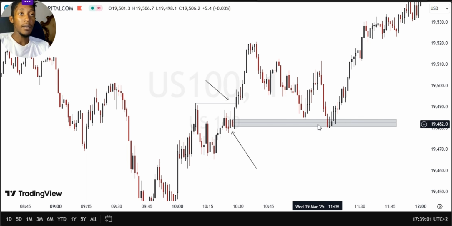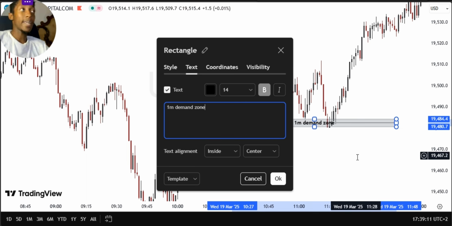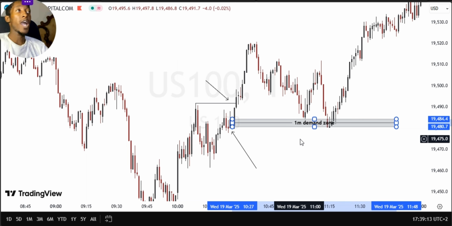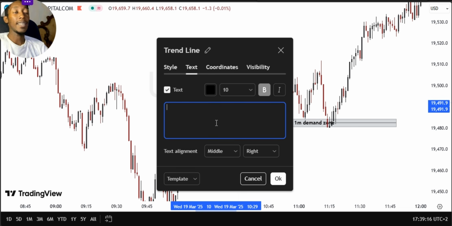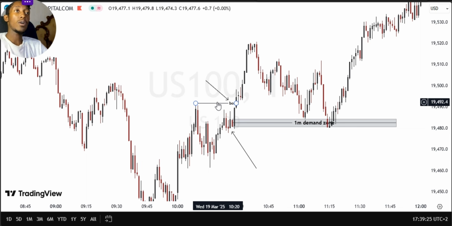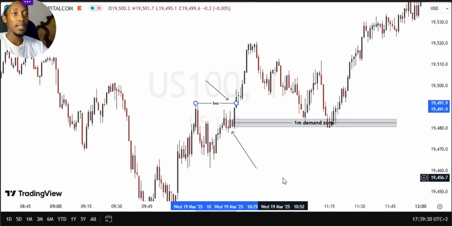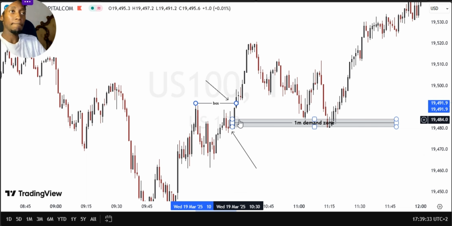Perfect. And then here we're going to just write 1M demand zone. Why am I writing 1M demand zone? I don't feel comfortable monitoring the charts on a 1 minute time frame. So I babysit the charts on a 15-minute time frame. So we got a break of structure here, that indicates to us that the market is bullish.